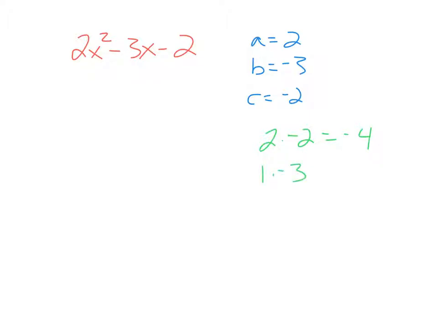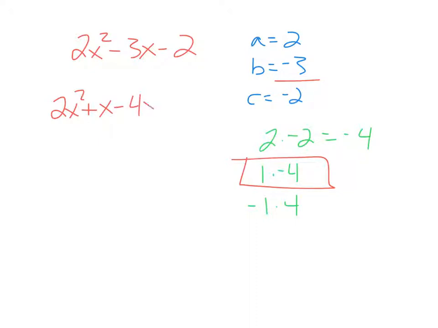No, sorry. How about 1 and -4? Or -1 and +4. We need 1 and -4 because we're trying to add to get -3. So we're going to use that to rewrite it as 2x squared plus x minus 4x minus 2.